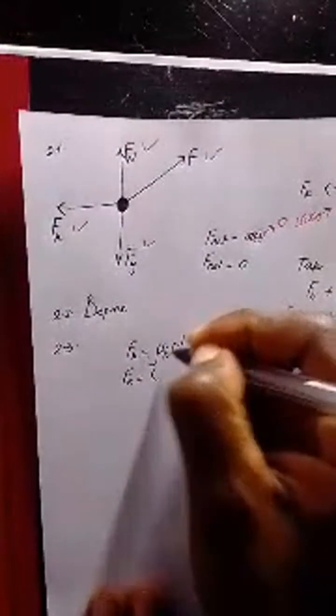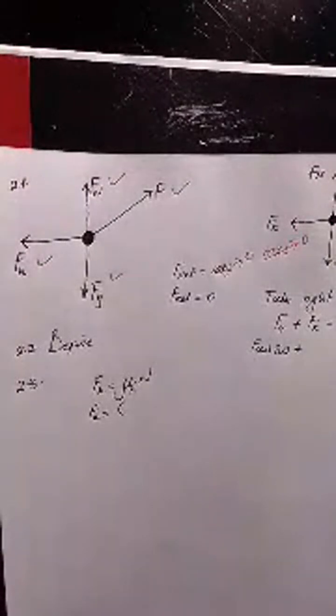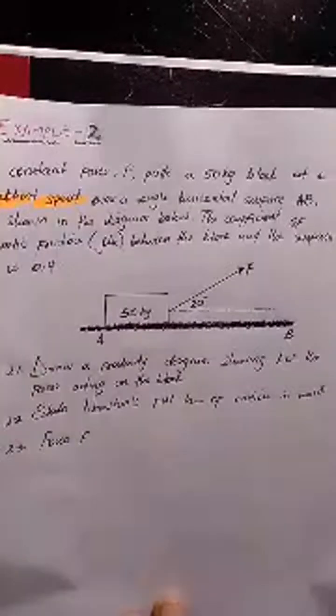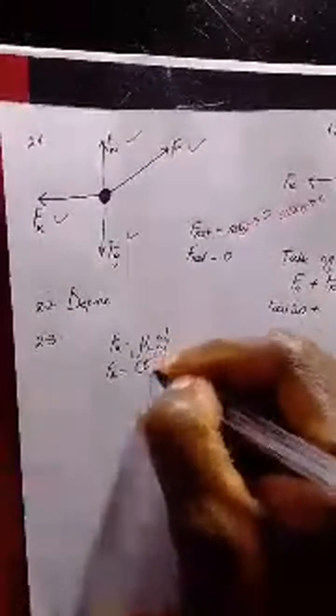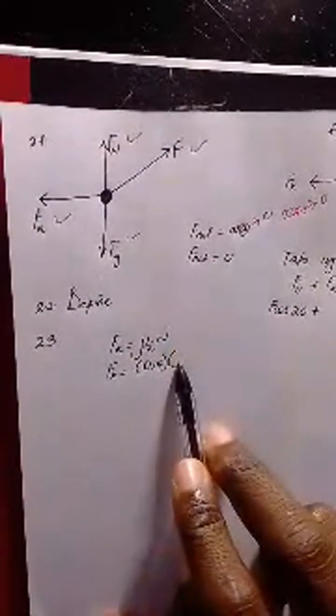Fk, the coefficient of kinetic friction, we are given. When you go back to your question, the coefficient of kinetic friction between the block and the surface is 0.4. So we have 0.4 here. And then our normal, we don't have normal. We need to calculate normal. In this case now, you can't say normal is equal to gravitation because we have another force.